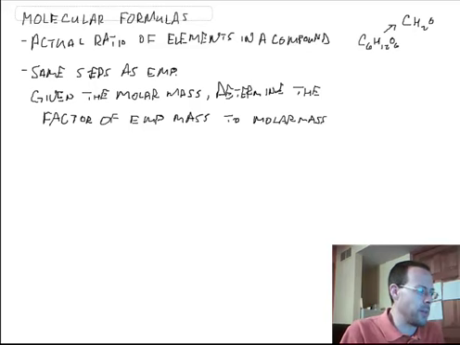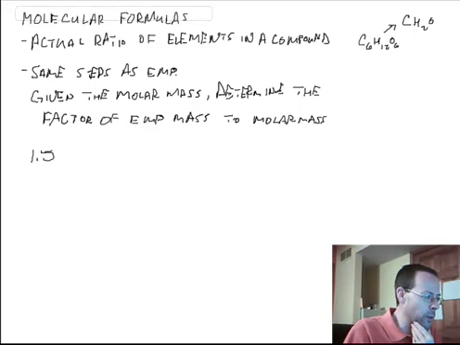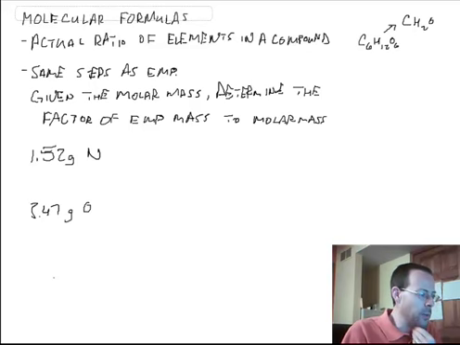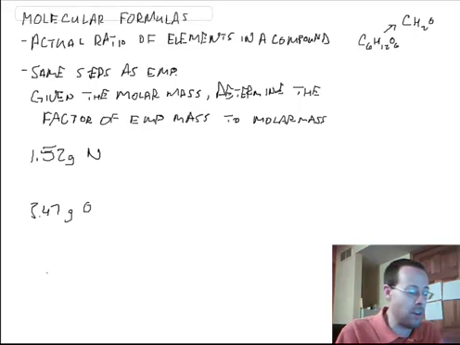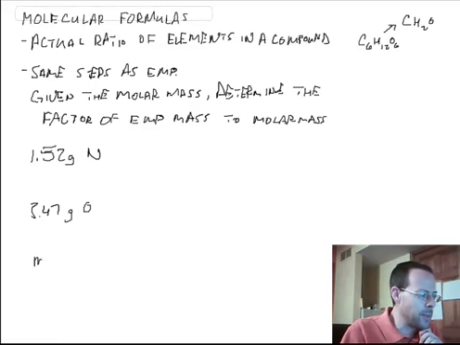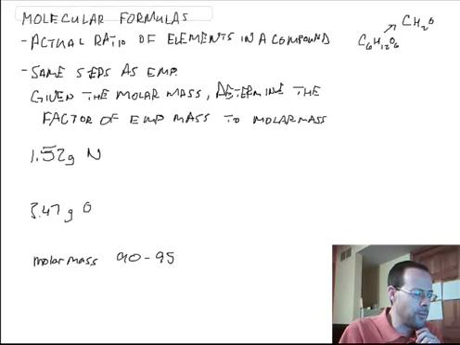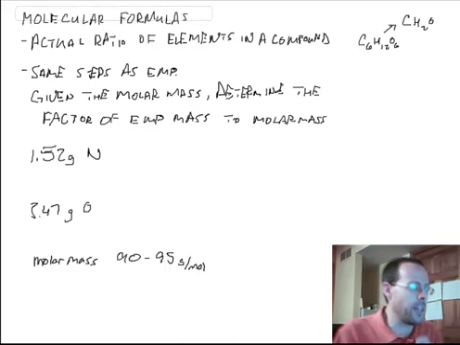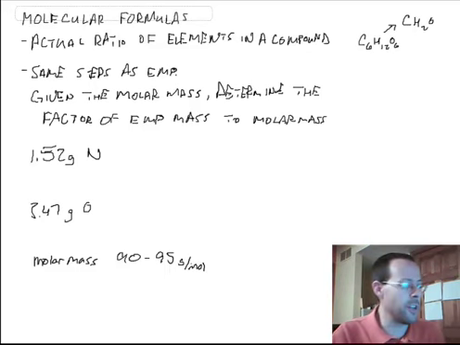So our example for this one is going to be, let's say you have a compound that weighs 1.52 grams of nitrogen, and it's 3.47 grams of oxygen. And then we know by some kind of experimentation, it would be a mass spectrometer, which we're not going to go into, you know the molar mass is approximately 90 to 95 grams per mole. Okay? So you're given that information, and you're asked to find what is the molecular formula.